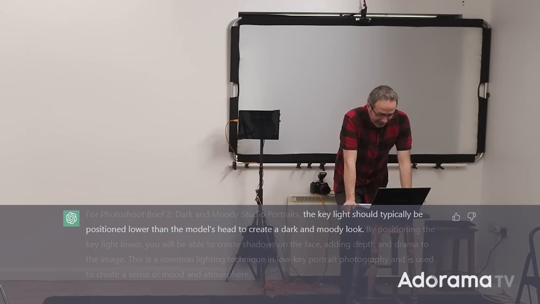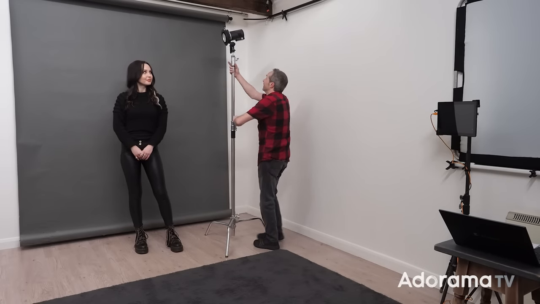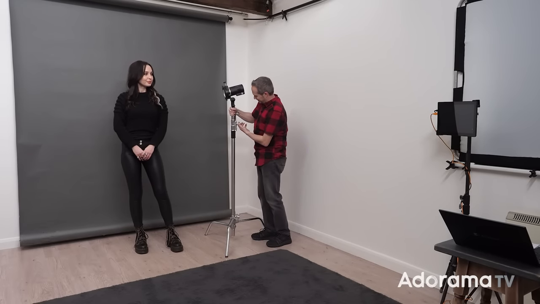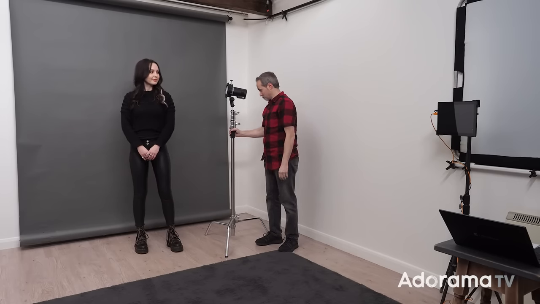The key light should typically be positioned lower than the model's head to create a dark and moody look. This is generally a bad idea, but there we go. Well, that's as low as it goes, so that's as low, and it is lower than Sophie's head. Okay, position to the side.